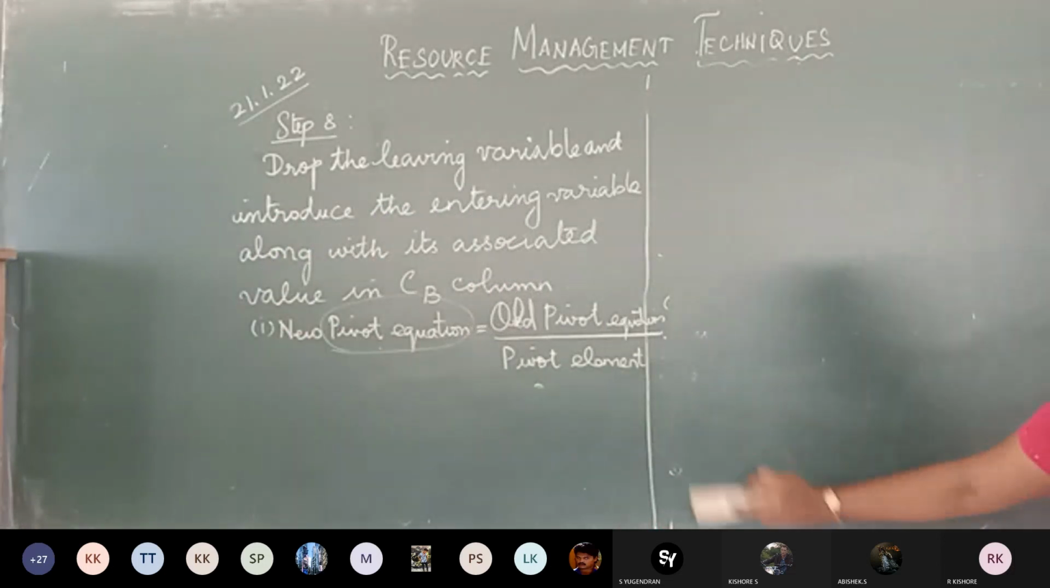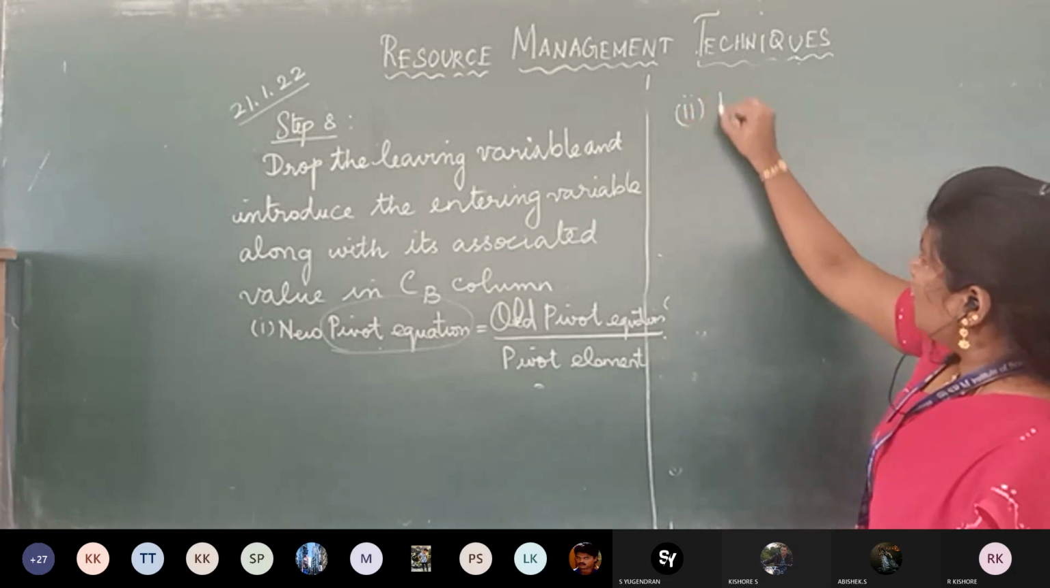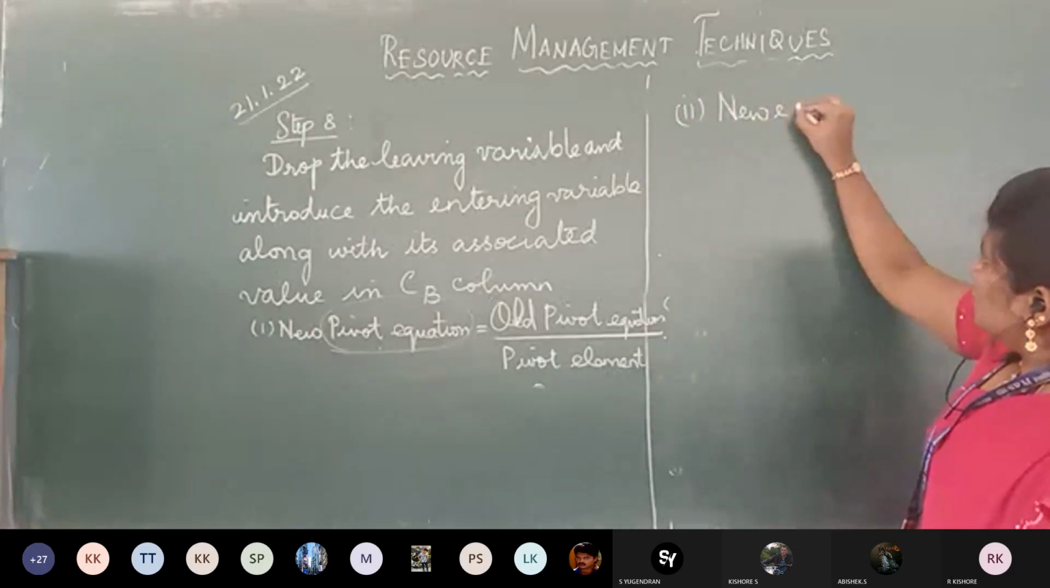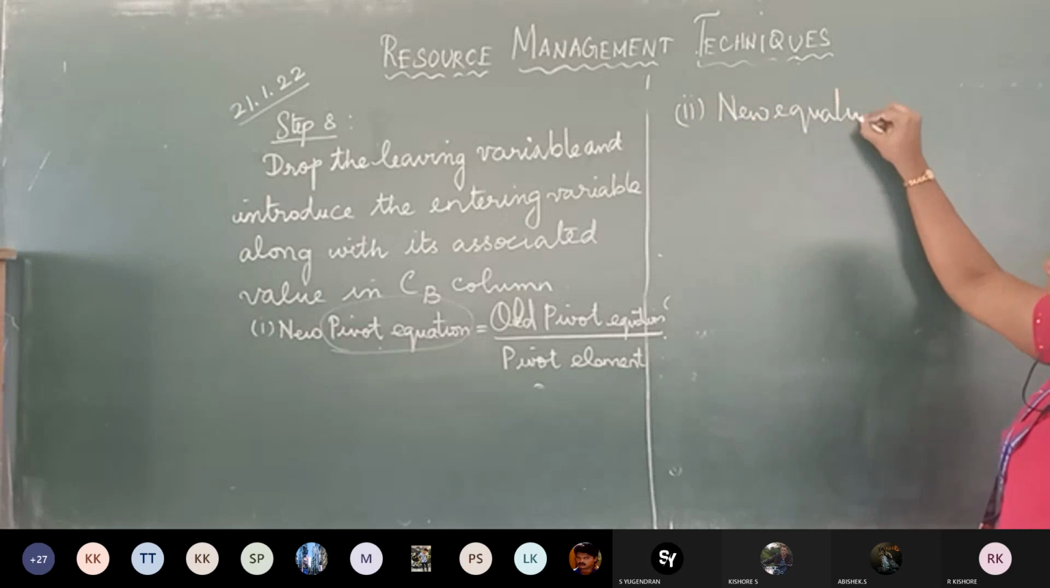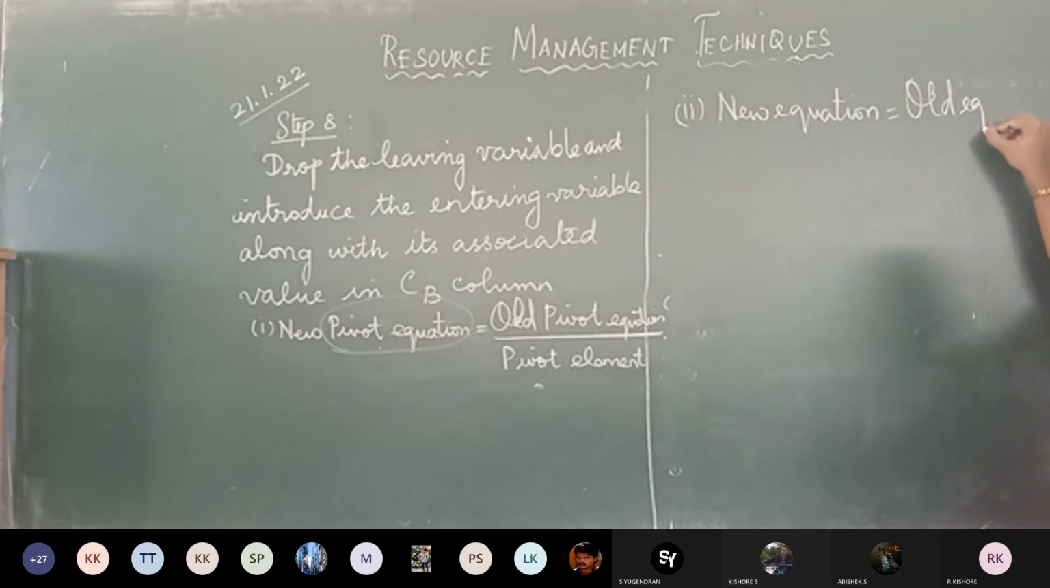So the second subdivision here itself. For all other equations, you're going to find out your new equation, which is equal to your old equation minus your corresponding column coefficient. It will be the corresponding column coefficient.